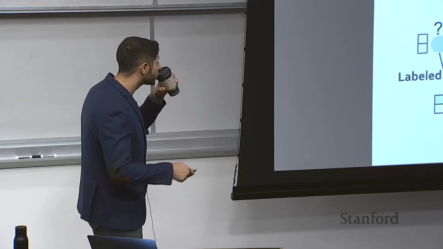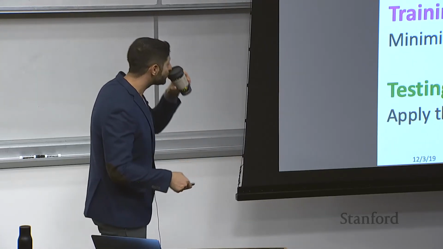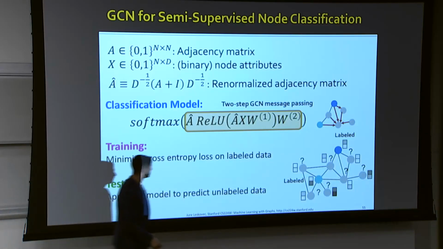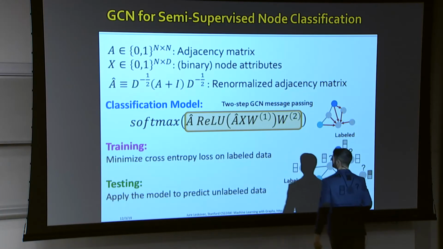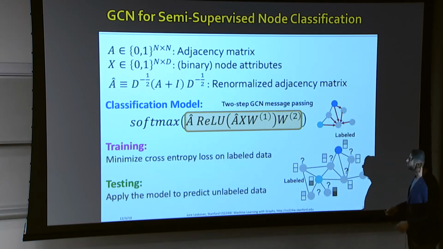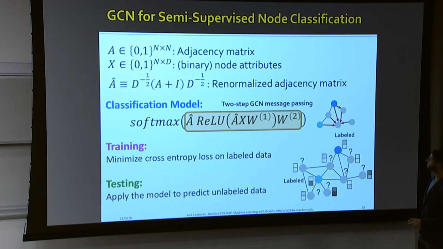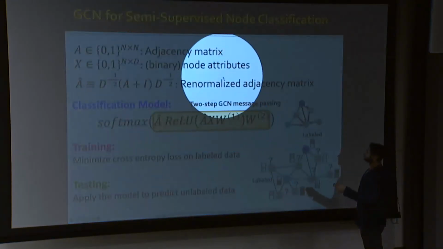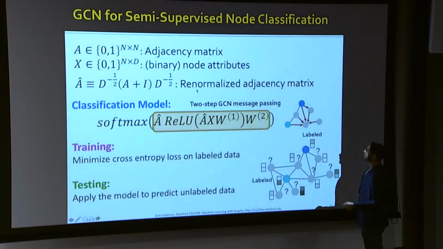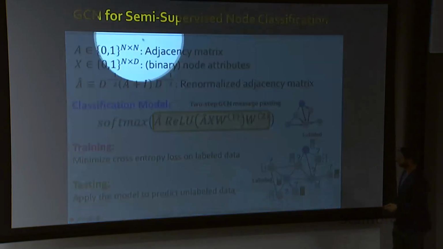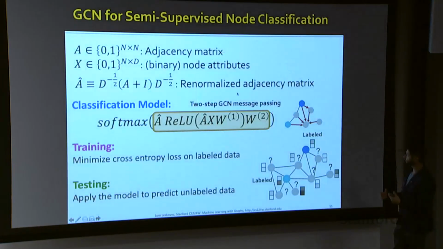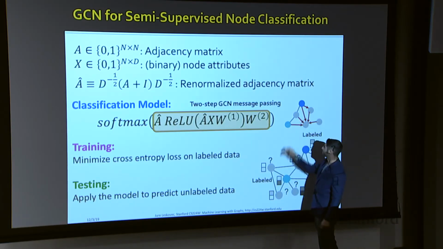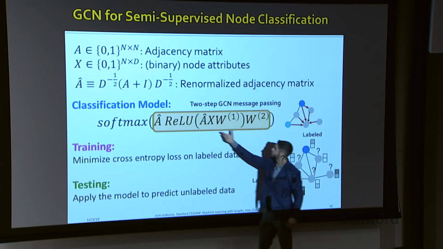So the way in which we did that is the following. A bit of refresher on the notation. We have our adjacency matrix A. We have a matrix with all the node attributes, and then we have our A hat, which is just the renormalized adjacency matrix. And what we are doing is a simple two-step GCN message passing. So this is the first step.